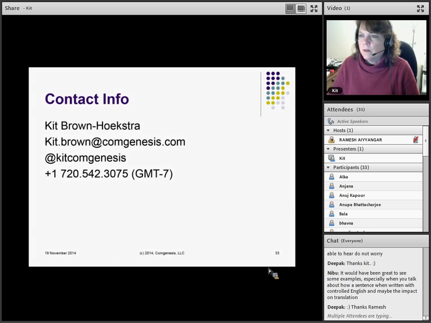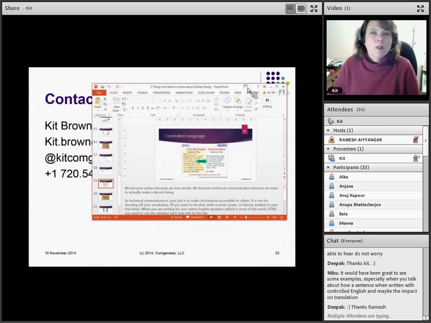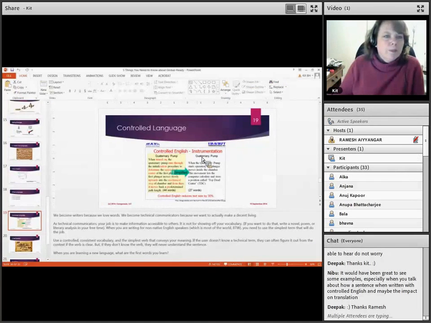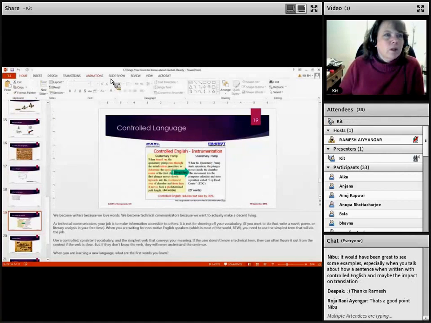Where is it? There it is. Okay, so here, start the slideshow.